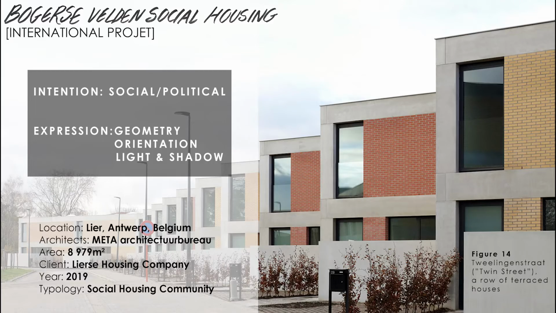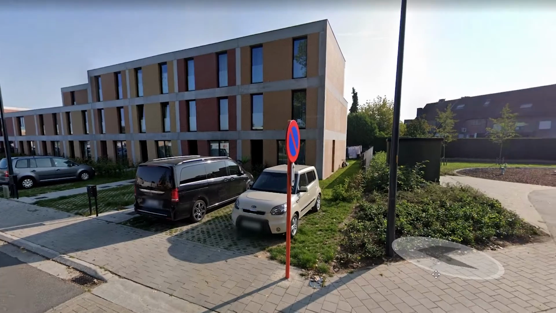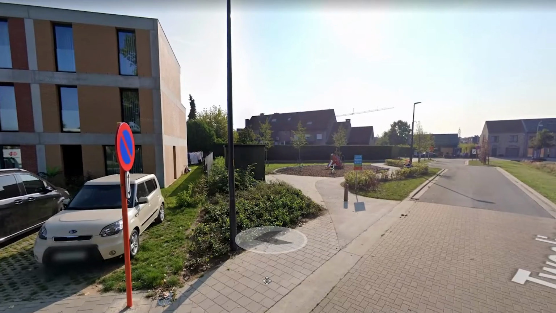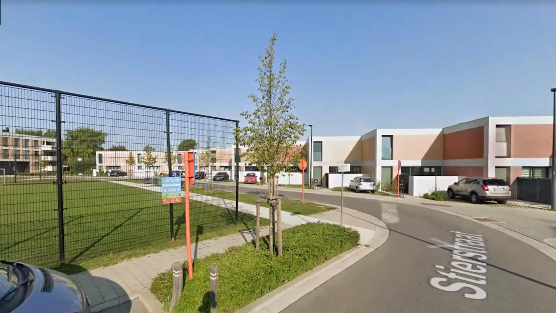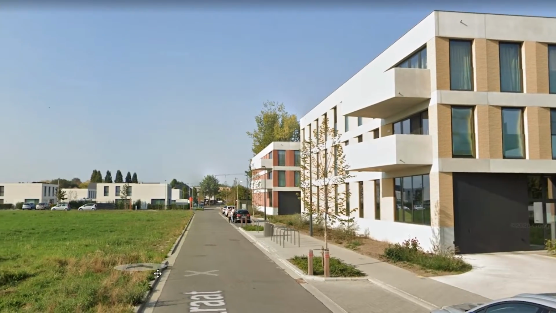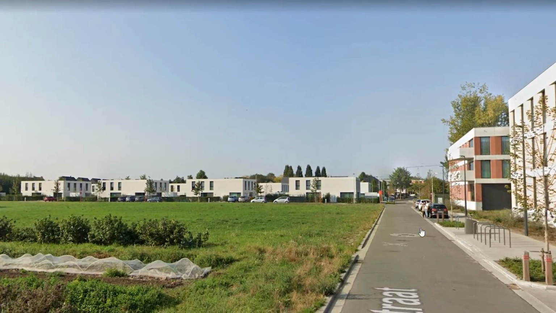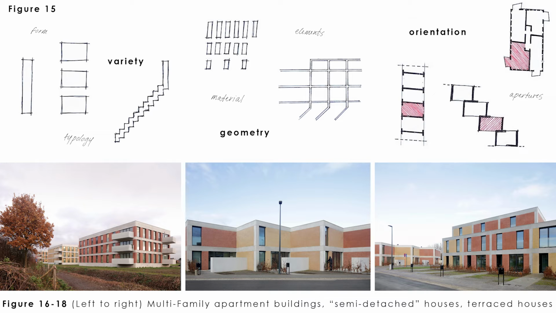In contrast, the Borgesvelde social housing project by Meta Architecture Bureau is located in the less dense rural suburbia of Belgium. Designed with the intention of creating a better quality of life for residents by connecting them with green space, the project uses 3 distinct residential typologies to take advantage of the unbuilt site and its opportunity for light and views. These 3 main typologies being the terraced houses, linked houses, and solitary multifamily apartments.